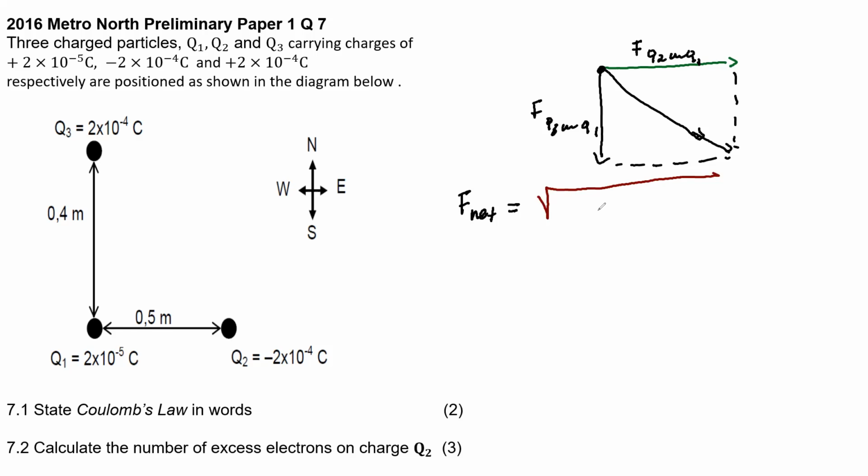root of what? I remember we got 144. That was F of Q2 on Q1, and it must be squared. Then another one, F of Q3 on Q1, which for me now is 225. And again, it must be squared. Do your maths properly. 267.13 newtons. Judging by the question, they said calculate the F net.